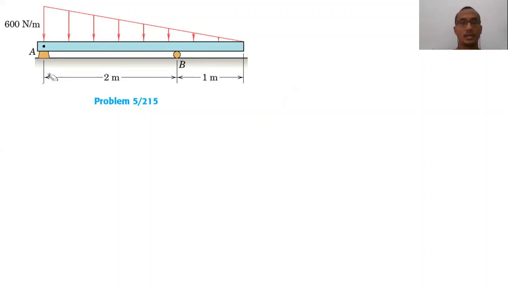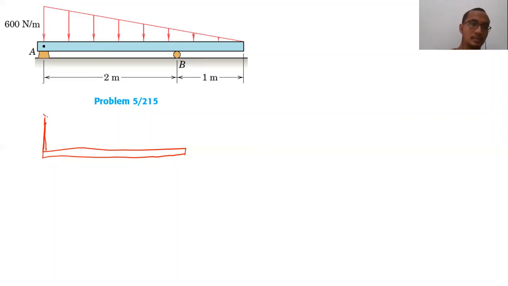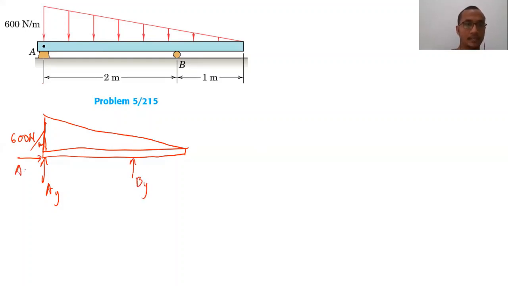Now I will redraw the free body diagram. The free body diagram is supposed to be like this. Please excuse me if my drawing is not that good as usual. The external distributed force is like a triangle like that. Here the value is 600 Newton per meter. Then we will have reaction force at A, AY, and reaction force at B, BY. And at A, there is supposed to be AX as well.